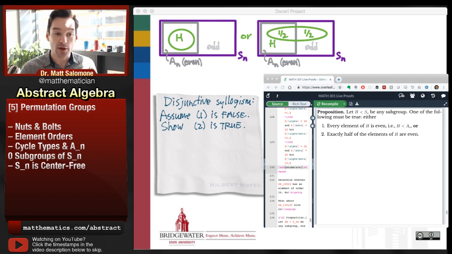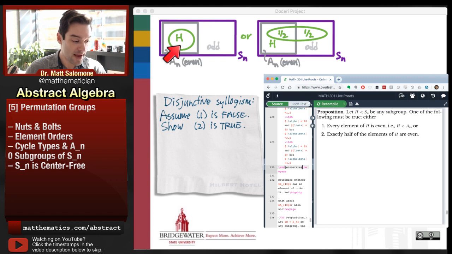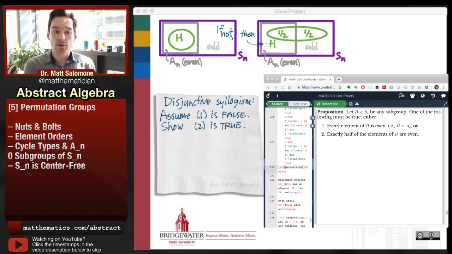Okay. So looking at my conditions once again. Condition 1 is that every element of H resides within the alternating subgroup. So in other words, condition 1 is this picture. So what we're going to do is assume that this picture does not hold, and therefore we need to show that this picture must hold. So that's going to be the strategy of my proof here. So if not, then this. Okay, so there's my strategy.